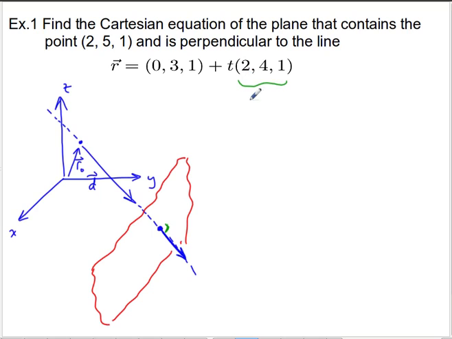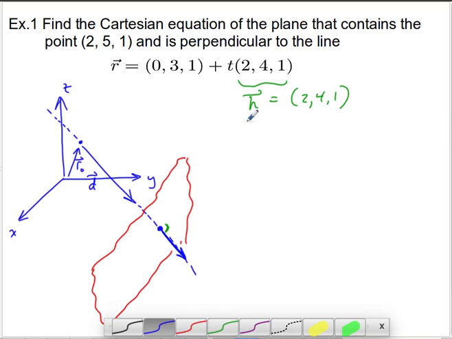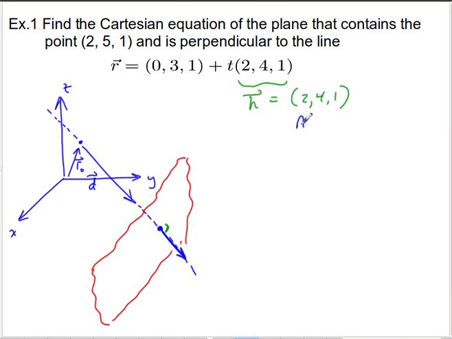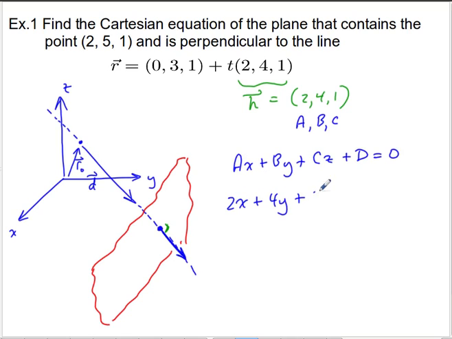But that means that this is my normal vector. My normal vector is actually already given to me by that direction vector. And so as a result, that gives me my values a, b, and c for my Cartesian equation, which has the form ax plus by plus cz plus d equals 0. And so now I can write that as 2x plus 4y plus z plus d equals 0.